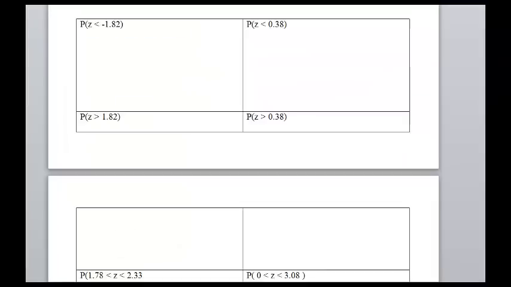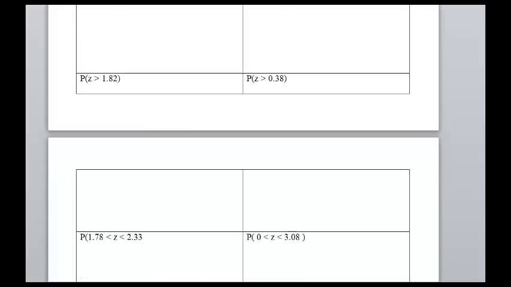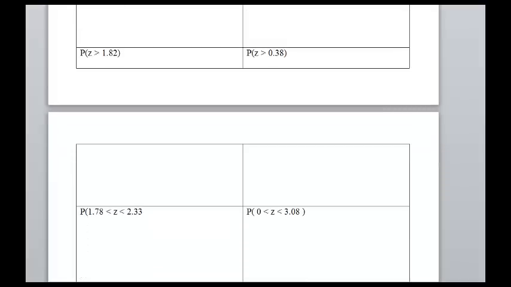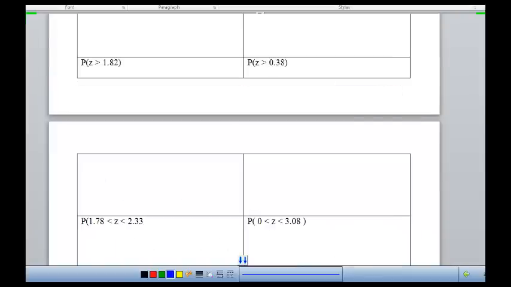All right, what happens if we look at the probability that z was greater than 1.82? What would we get? Again, I would draw my picture. Here's my 1.82. I want to be greater than that. So there are two ways we could get the answer. First, let's assume we didn't know anything else. What would I do?